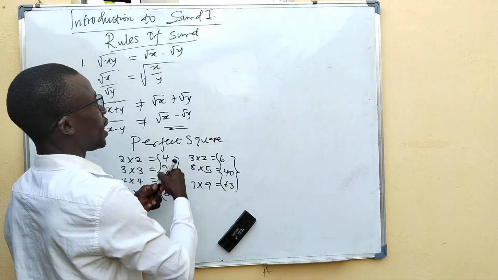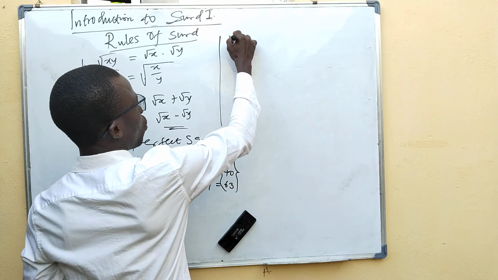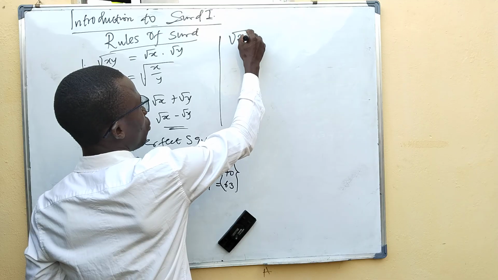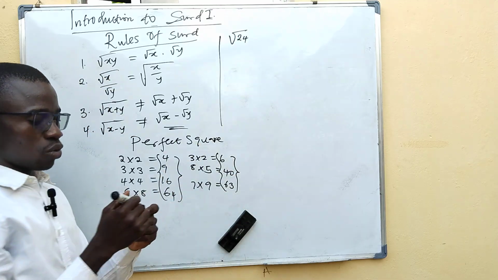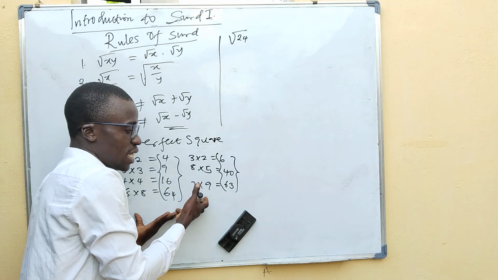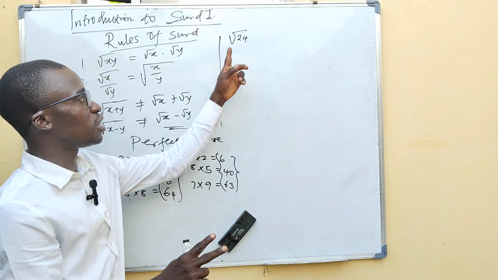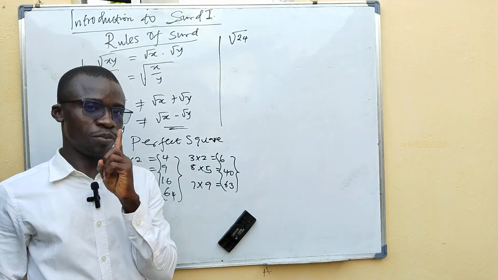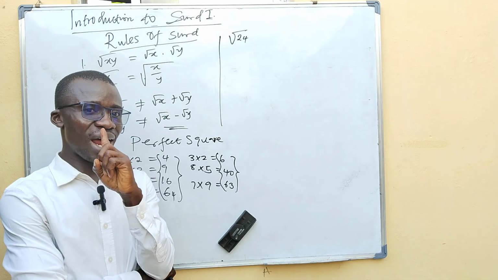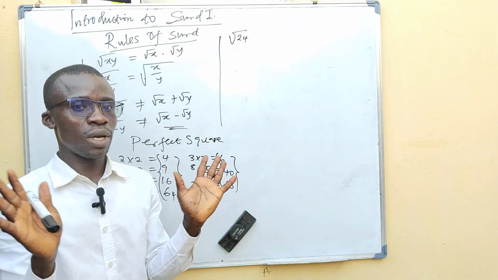Okay, let us proceed. Let's say we have a question like square root of, let me say, 24. They say simplify square root of 24. What should come to your mind, based on what we've done here, is: what are the two numbers that when I multiply them will give me 24? One must be a perfect square. Yes, it's only one of those numbers. If there are two numbers that are perfect squares, no, you are wrong.